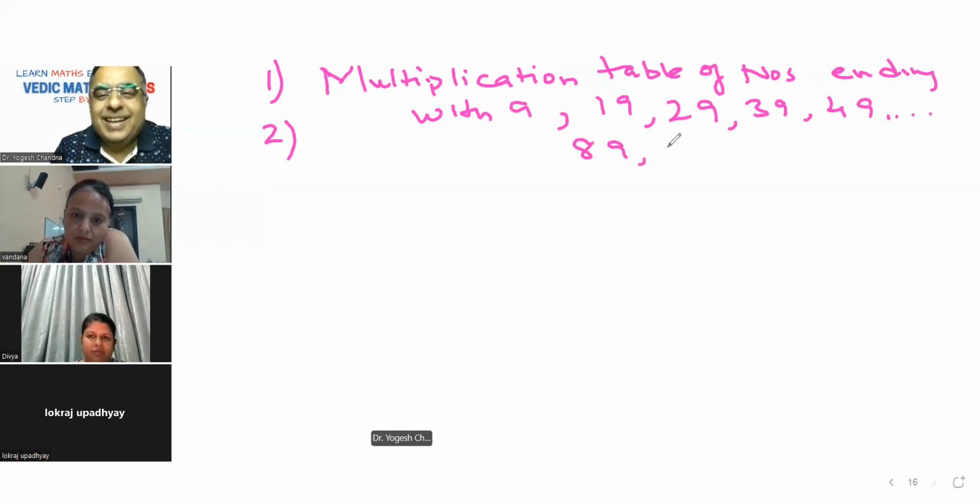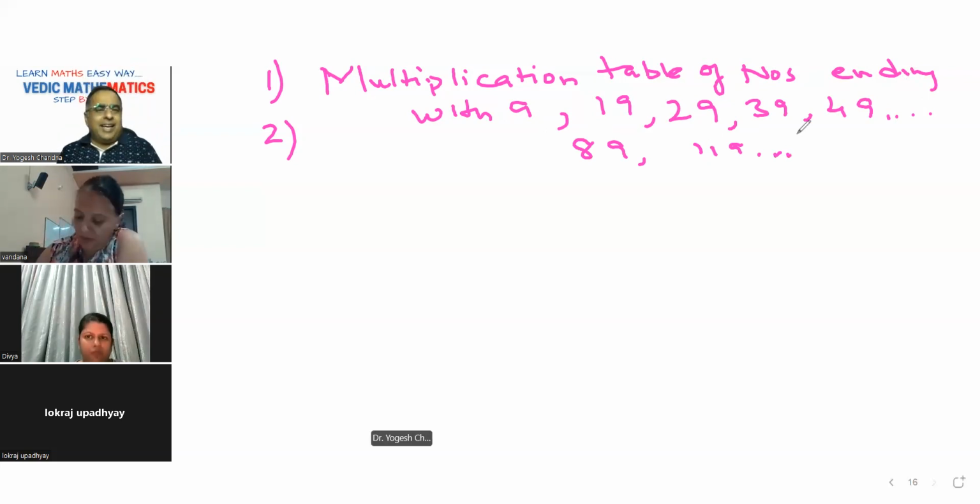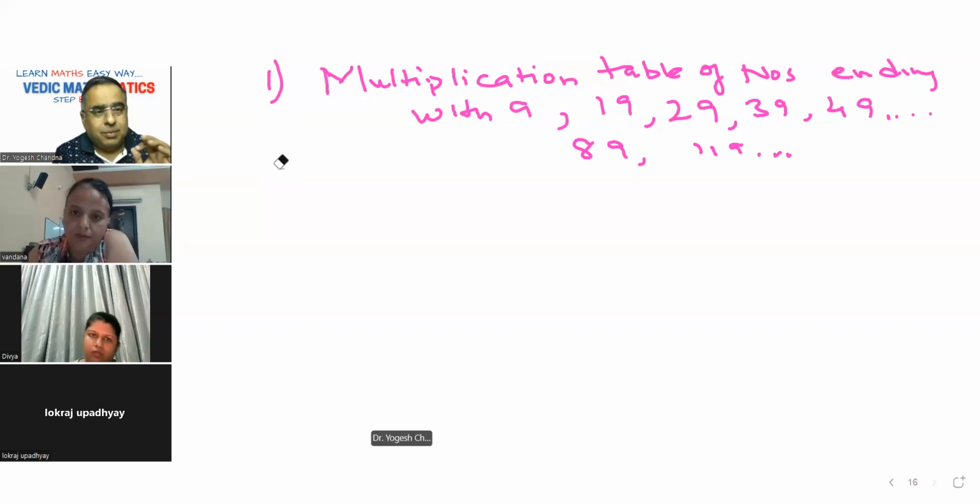89, 119 and so on, whatever is ending with 9. So this is first concept and very easy. And you know, if you ask any teacher, anybody, can you write a table of 89, 79? They will say no. Because you don't have that confidence. But with Vedic maths, you can write the same table within seconds.